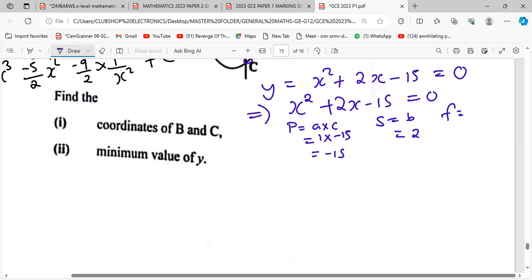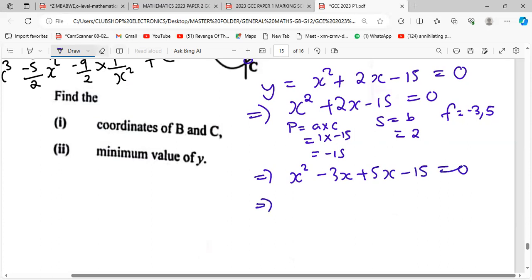And we can have -3 and 5. When you multiply -3 and 5, that's -15. When you add them, you get 2. So this implies that x² minus 3x plus 5x minus 15 will be equal to 0.